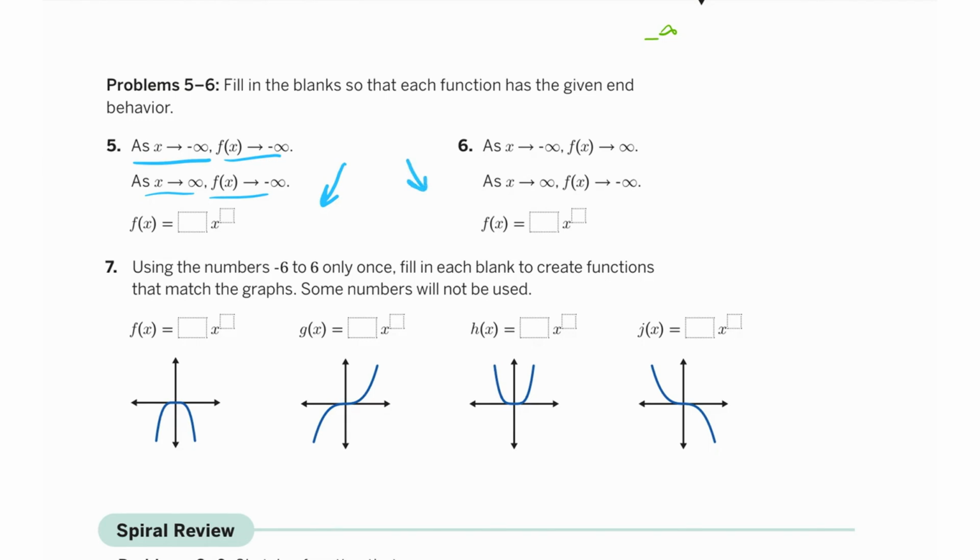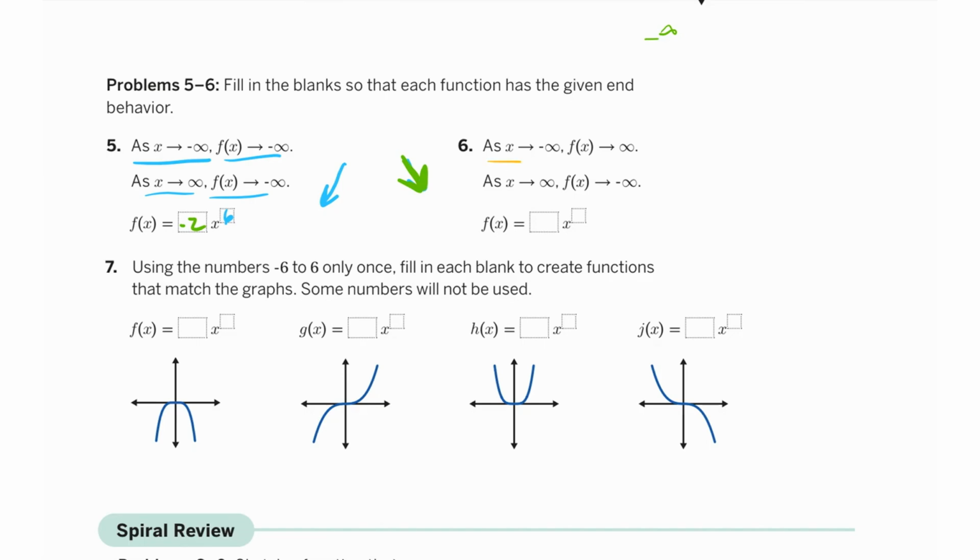So in this case here, since the end behaviors match, I know that this is going to have an even exponent. So I'm just going to put 6. And the other thing is that since we see that this right side here is pointing down, I'm going to have a negative number as my coefficient. So one example might be f of x equals negative 2x to the power of 6.